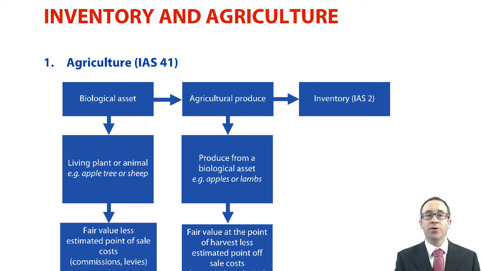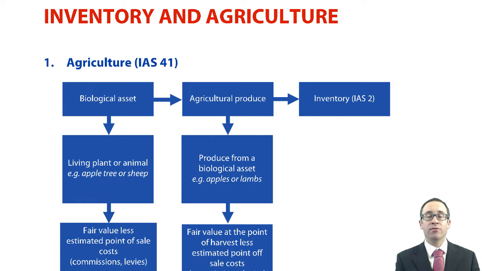The following chapter goes through and recaps two accounting standards that you will have seen previously in your F7 exam. And they are, first of all, inventory, which is covered by IAS 2, and then agriculture, which is covered by IAS 41. We know a lot about inventory already, don't we?